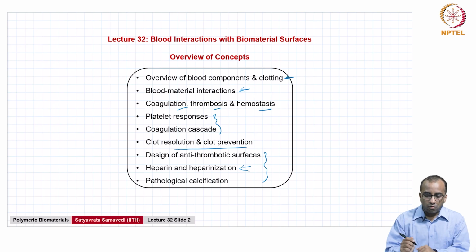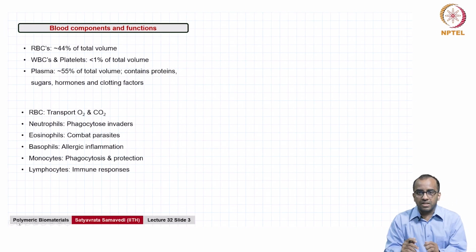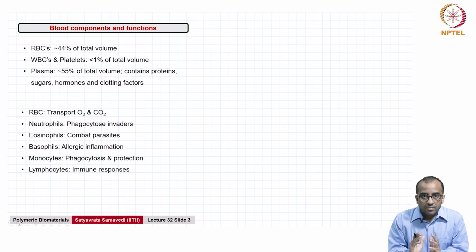So, with that overview, let us jump right into today's lecture and first look at the components of blood and their functions. This is only a very broad bird's eye view of the components present in blood. Blood is about 44% by volume red blood cells, erythrocytes, and you have plasma making up about 55% by volume, which contains proteins, sugars, hormones and clotting factors, and less than 1% is white blood cells and platelets, although they play an extremely important role, as we will see in today's lecture and the next lecture, in dictating the responses of the host to implanted biomaterials.